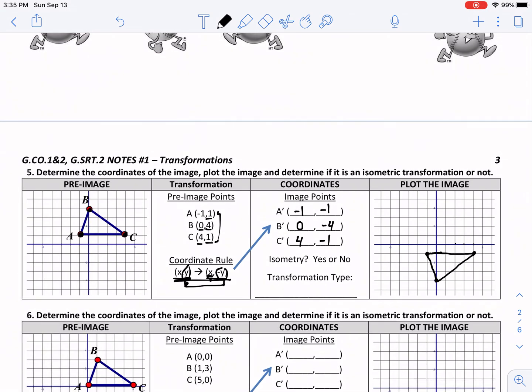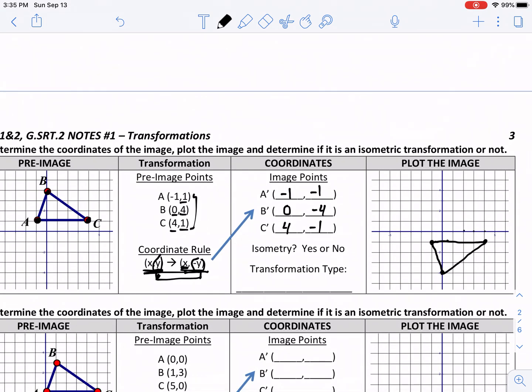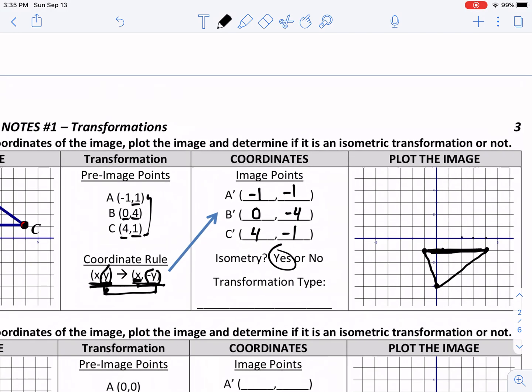So notice when we look at this guy here, it's asking us, is this an isometric transformation? In other words, did it maintain its size and shape? Yes, it did. That is an isometric transformation. And actually, if we look at this, even though my picture isn't 100% perfect here, what we really end up with is a reflection from what we started with.